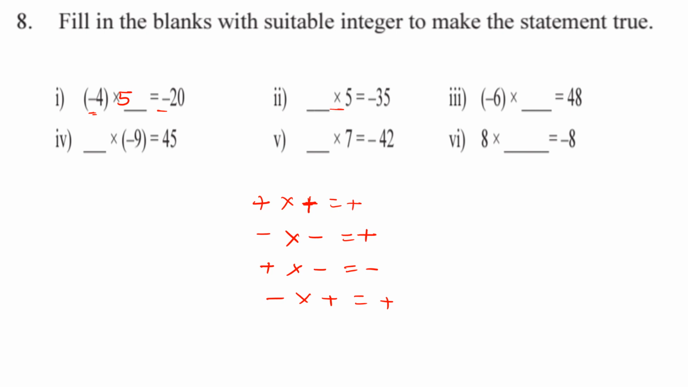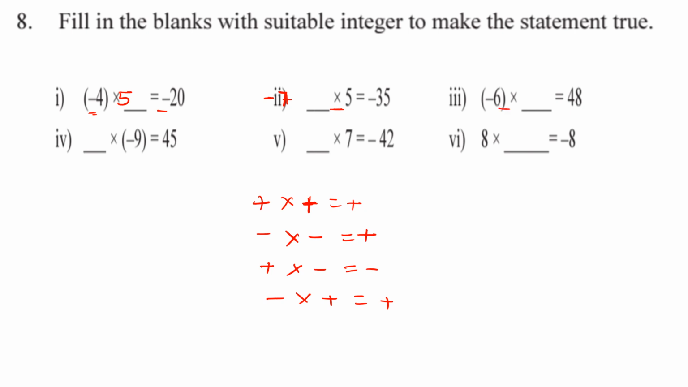Let us see the second question. They have given negative 35 here, and they have given positive 5, so we have to take a negative number: minus 7. Minus into plus, minus 7 5s are 35, right?